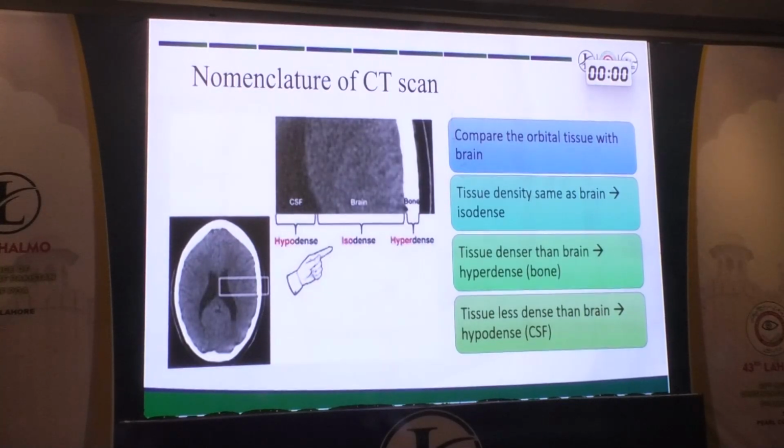Nomenclature of CT scan: compare the orbital tissue with the brain. If tissue density is the same as the brain, it is isodense. If tissue density is more than the brain, it is hyperdense. If tissue density is less than the brain, it is hypodense. So the comparison is with the brain tissue.